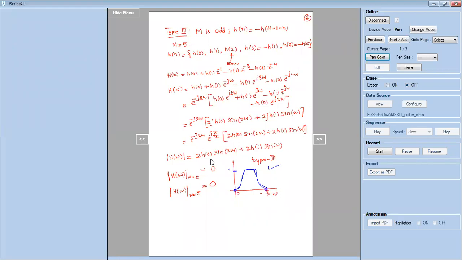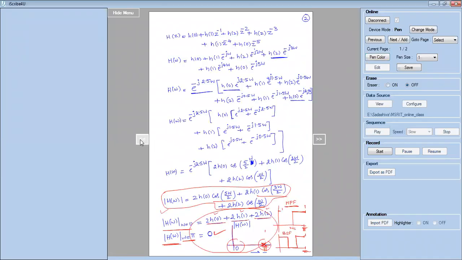Sir, in type 2, H of omega at 0 is not 0, no sir. In which filter are you talking about? In type 2. Let me go to the previous slide. H of omega is not 0 at 0. So how is it applicable to BPF?